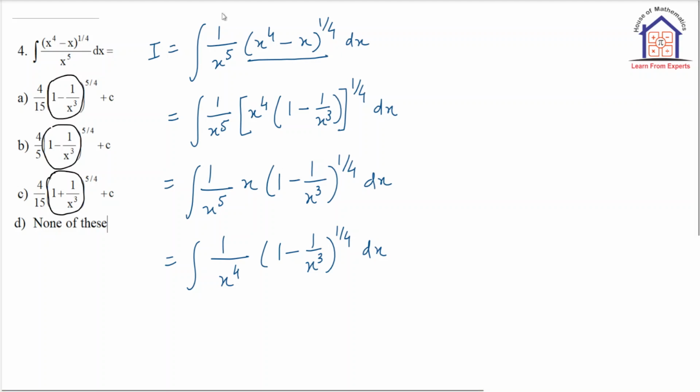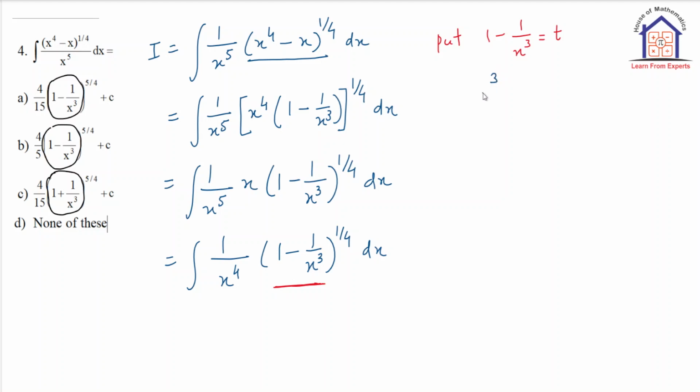We will take the substitution 1 minus 1 by x cube as t. So substitution is here, put 1 minus 1 by x cube equal to t. So derivative of 1 is 0, and derivative of minus 1 by x cube is plus 3 by x to the power 4 dx, using the formula of derivative of 1 upon x to the power n, minus n upon x to the power n plus 1. So minus minus becomes plus, 3 upon x to the power 4 dx equal to dt. And this dx by x to the power 4 becomes dt by 3.